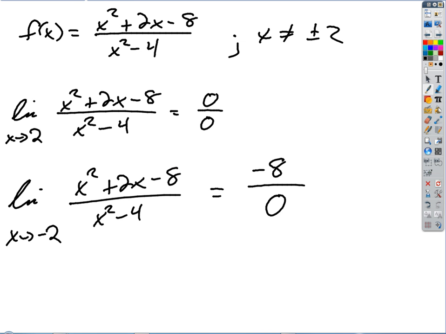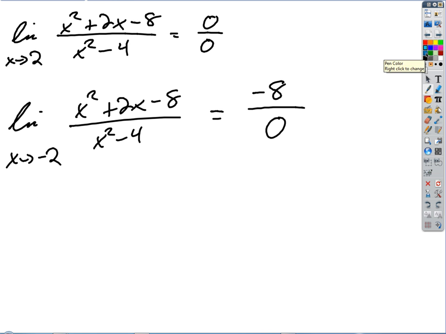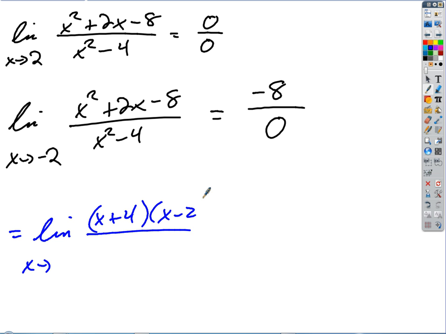What if we'd taken this thing and said, okay, I could rewrite this as the limit of what? We can choose our limit later. What's the top going to factor into? X plus 4, x minus 2. Bottom? X plus 2, x minus 2.